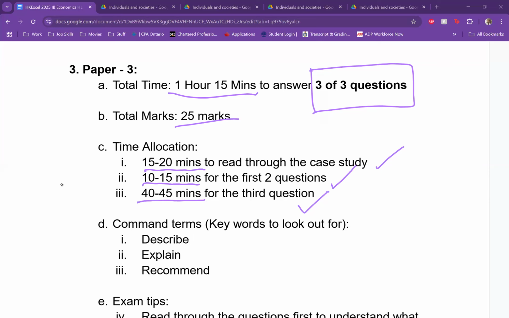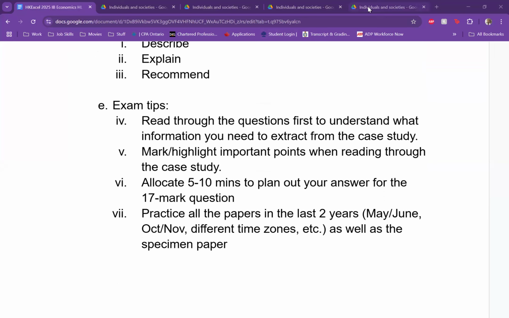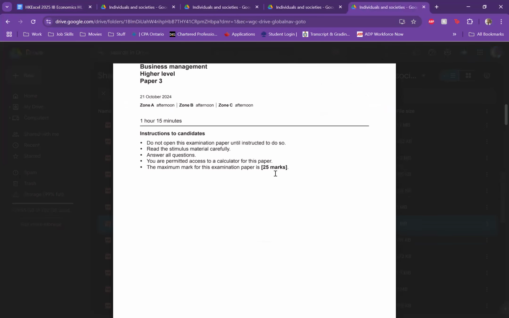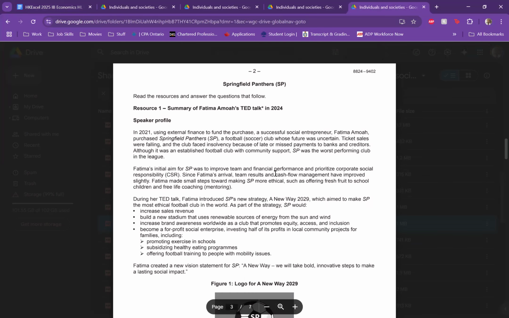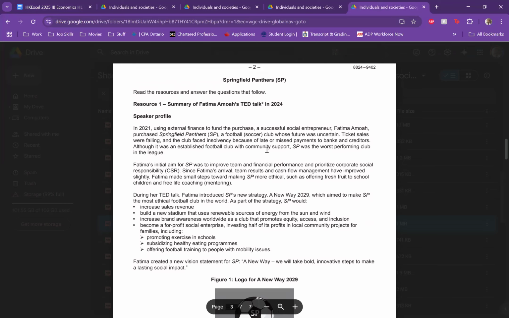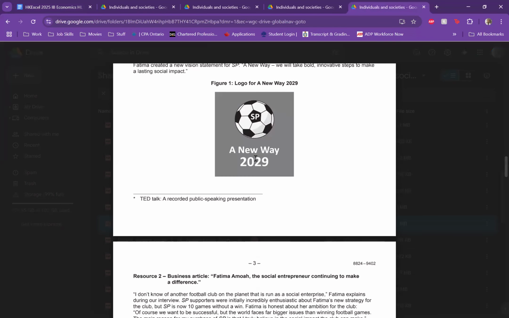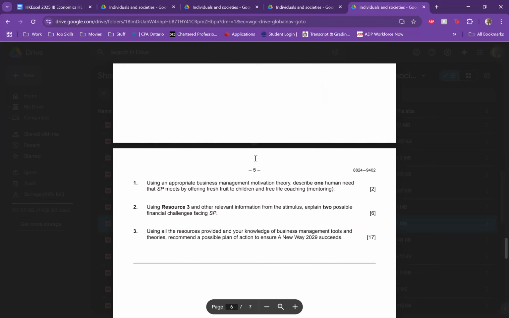In terms of the command terms, you have describe, explain, and recommend, and we can look at the paper to get a better idea. So paper 3 is also going to be a 3 to 4 page long case study, similar to paper 1. The difference is that you don't get an excerpt or a little pre-release statement like you do for paper 1. So you're going to need to spend some time to read through the case study before you're able to answer your essay question.